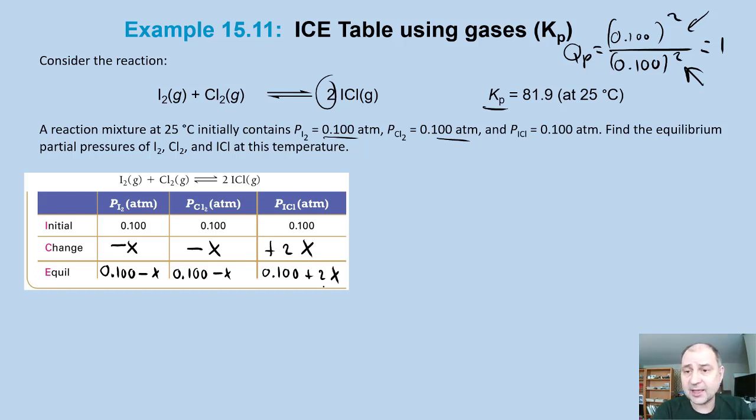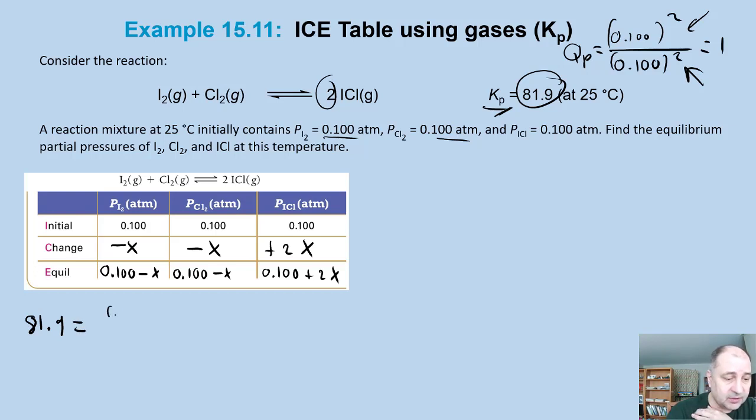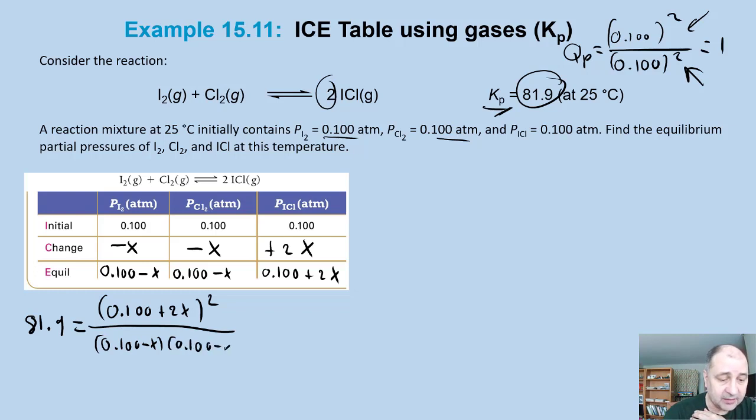Now I need to solve for x. I'll plug it into the equilibrium expression. I'm going to go ahead and replace Kp with an actual number. So it's 81.9 equals 0.100 plus 2x squared, and then it is 0.100 minus x times 0.100 minus x. This is the same, so I can take the square root out of both sides. So I end up with this expression.